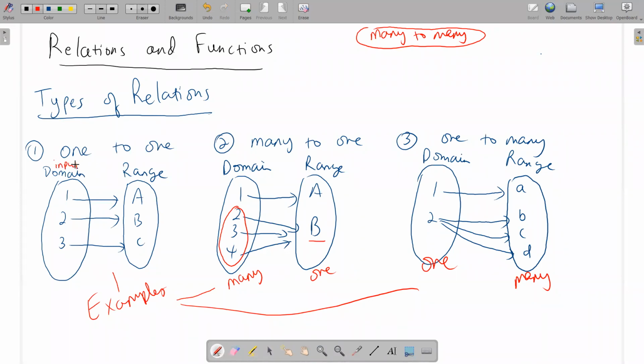Everything written here is just for you to understand, right? Nothing official, it is for you to understand. This is the input and this is the output of the function, right? Good. So when one element of the domain is mapped onto one element of the range, each element is mapped once, right? This is called a one-to-one relation, right?